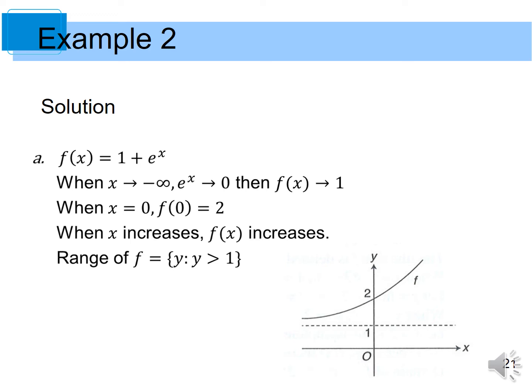For the function f(x) equal to 1 plus e to the x, when x tends to negative infinity, you can construct a table to test.